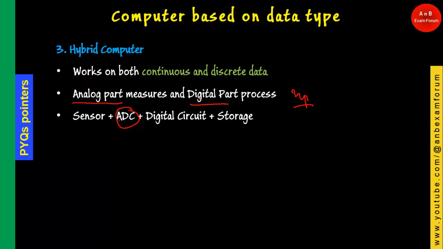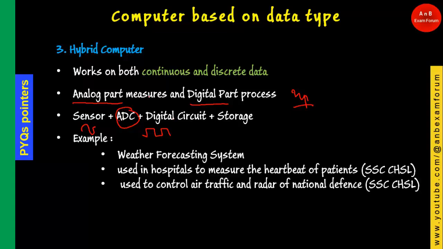Okay, I will repeat once again. Hybrid computer works on both types of data. Since hybrid computer is having analog part and digital part, but digital part needs the data in discrete form, some sort of converter is required. For example, a sensor is giving data in the continuous form. It needs to be converted into digital one by using some circuits called ADC or analog digital converter, which makes the data in the discrete form, which is going to be used by the digital circuits as well as for storage.